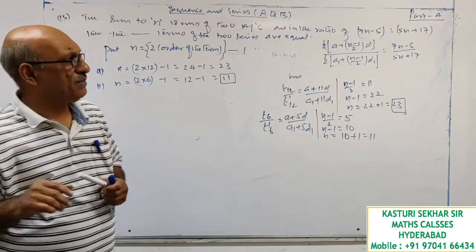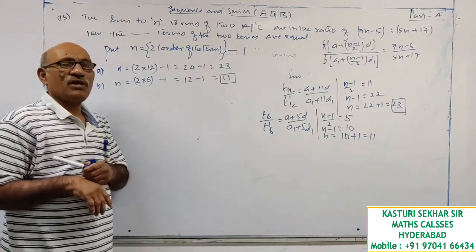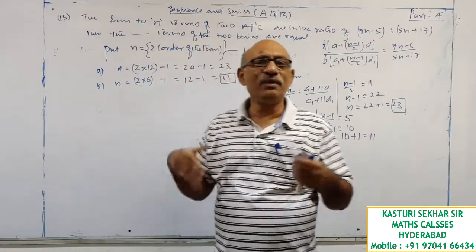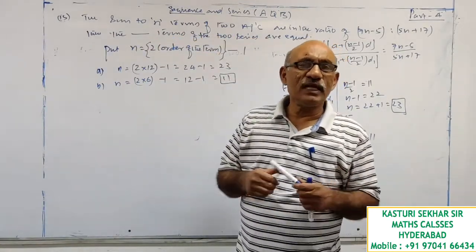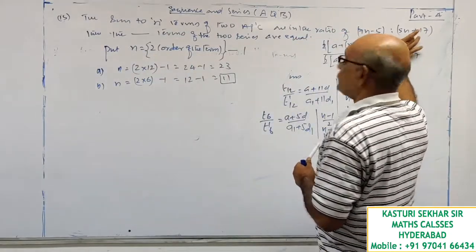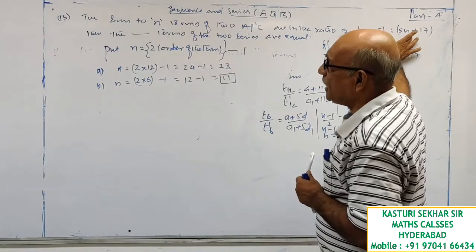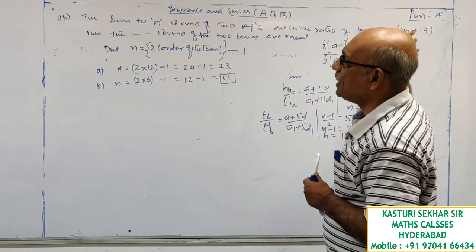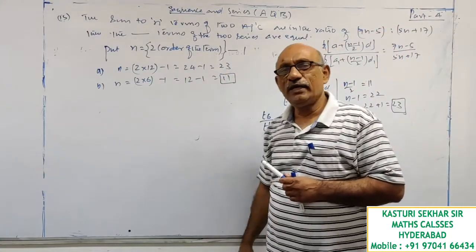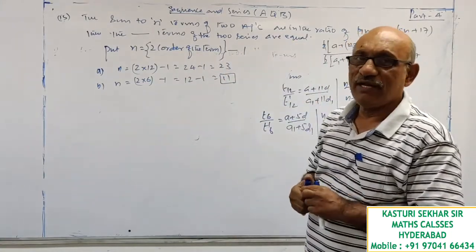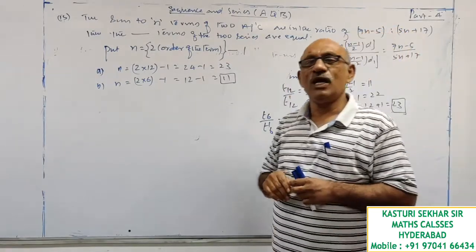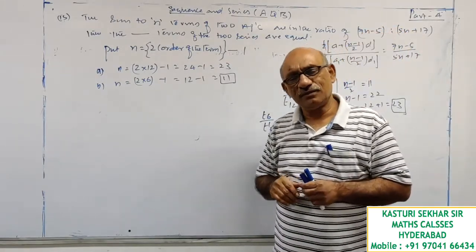Finally, what you have to remember: if the sums to n terms of two series are given and you have to calculate the ratio of any particular term, then how can we proceed? Simply, in the given ratio, replace n is equal to 2 into the order of the term minus 1. That will give you the answer to the given question. This is a descriptive approach to understand the question. Fine? Thank you.